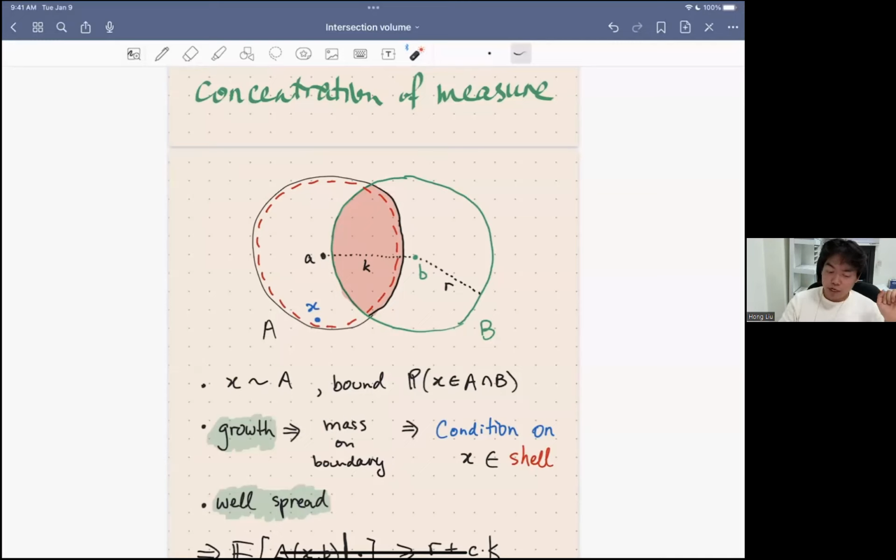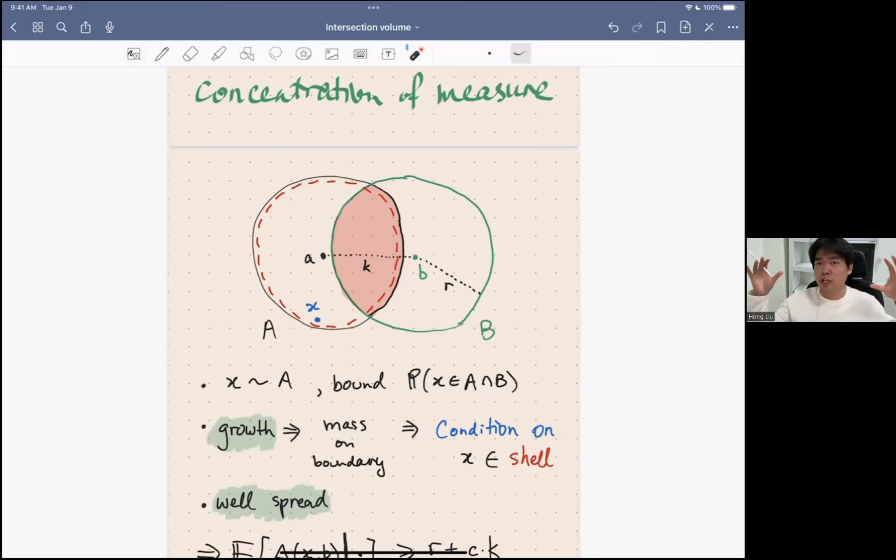The point of this is that, intuitively speaking, when we uniformly random sample X in this ball A, since we know most of the mass is on the boundary, we can pretend that we are actually uniformly random sampling X on the shell of the points that are of distance exactly R from the center A. So we can do this conditioning. This is why we need the first condition. And this condition is very natural.